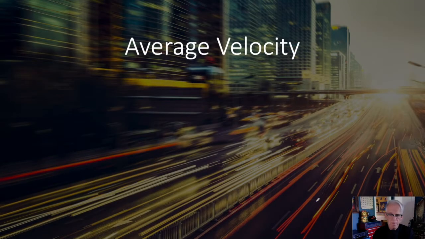Now let's see what we mean by velocity. We'll show what we mean by average velocity and instantaneous velocity. First, let's take a look at average velocity. Average velocity is a vector quantity, which means it has a magnitude and a direction. In one-dimensional motion, our direction will either be positive or negative. That's how we'll tell what direction it's going in.